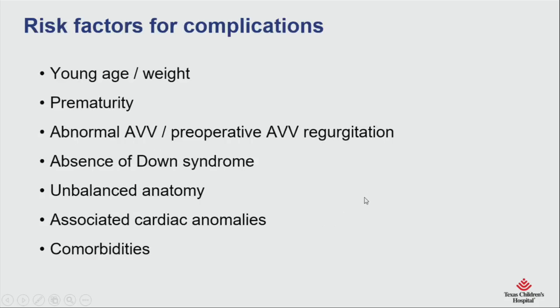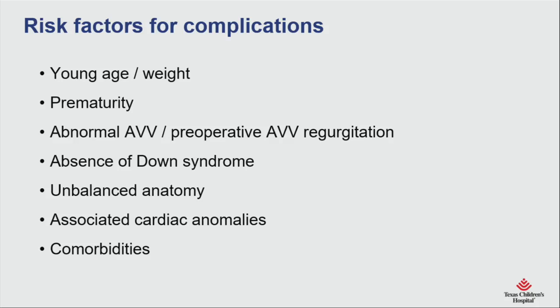What are some of the risk factors for complications? So young age and weight and prematurity. When we have a newborn with an AV canal, the reason we don't like operating on newborns with AV canals is because the AV valve tissues are very, very frail, especially for those first month to 2 months. So for the most part, most people won't do interventions unless we really need to.